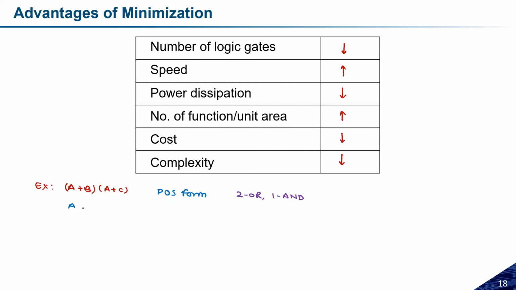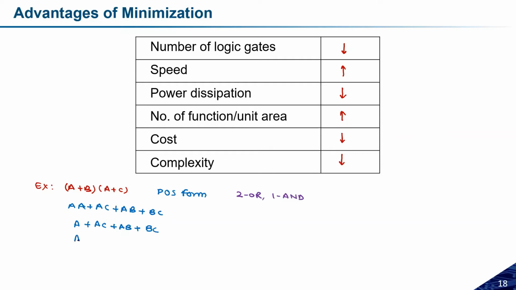If we can expand this one, so that will become A into A plus A into C plus A into B plus B into C. A into A is nothing but A. Okay, and if you see here, if we can take out the A, let me write it perfectly: A plus AC plus AB plus BC.